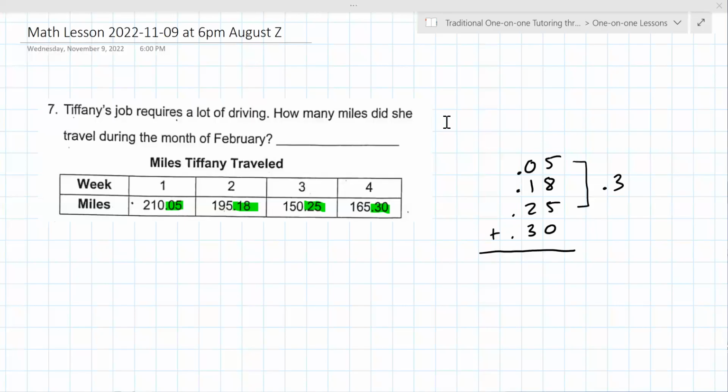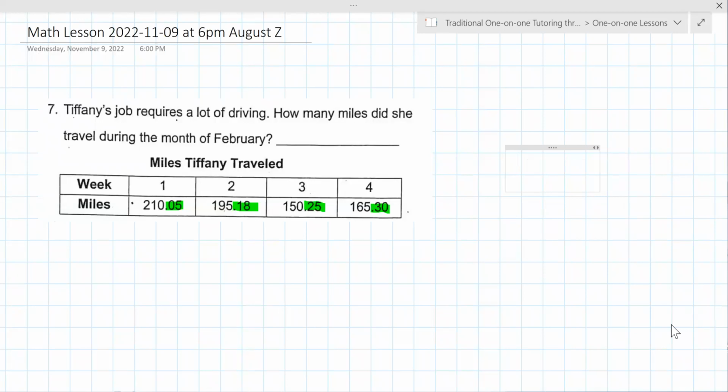Okay, so what I was trying to show you here is that you actually want to just do the decimal points first. And sometimes you look for things that work out nicely. Do you see how 0.05 and 0.25 make 0.3? And then you got another 0.3 over here. That's 0.6. And then you got this 0.18, that makes 0.78. And then you could do the same thing with the other numbers.